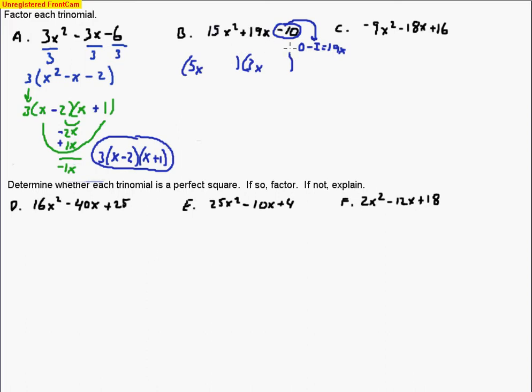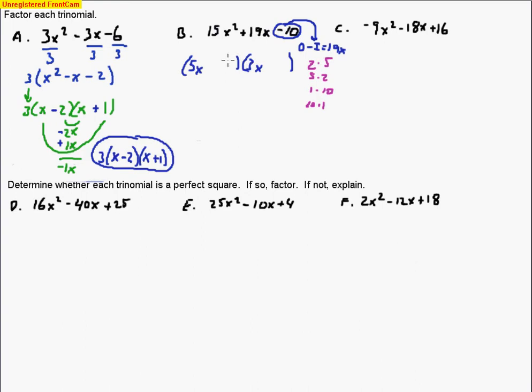So now I'm going to go ahead and try some numbers that multiply to make this 10. So we can start with 2 and 5. If that doesn't work, 5 and 2. 1 and 10, 10 and 1. Now if none of these work, then we'll cross it out and try 15x and 1x.